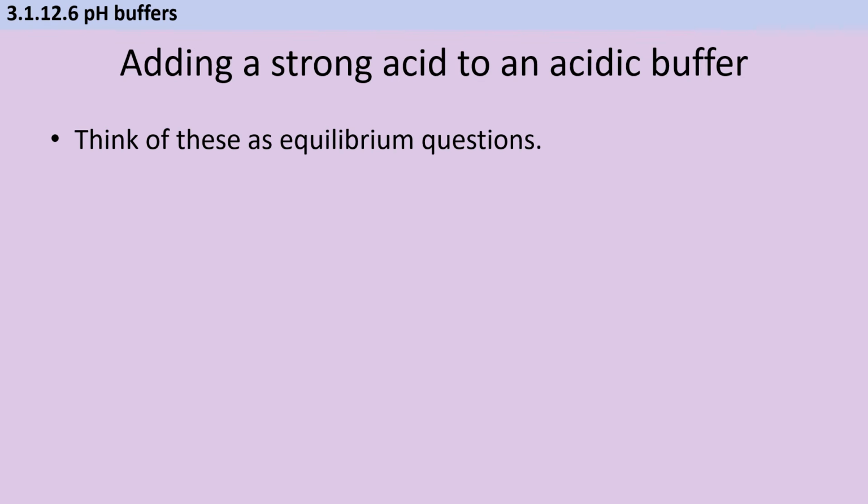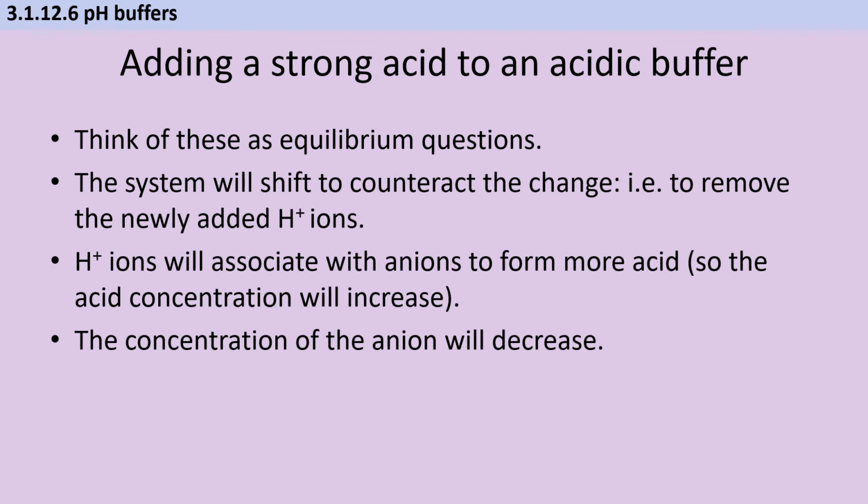Now let's look at adding a strong acid to an acidic buffer. Again, you need to recognise that these are equilibrium questions. It's just that everything is going to shift in the opposite direction. When you add an acid, you're therefore adding hydrogen ions, so the system will shift to remove those hydrogen ions and reduce the concentration of them.